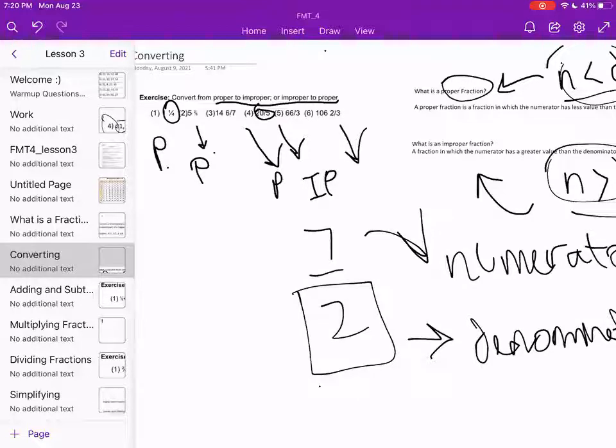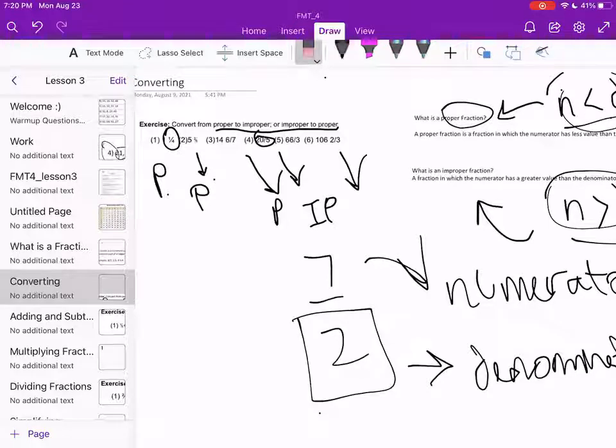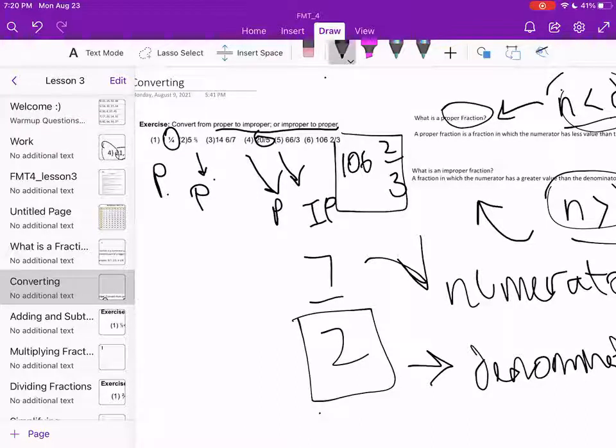Improper. Why do you say improper? Because the up is like a bigger number than down. Okay, show me which number is bigger. So if I wrote the fraction out, it would look like this. It's called a mixed fraction, where it has a whole number and a fraction, right?